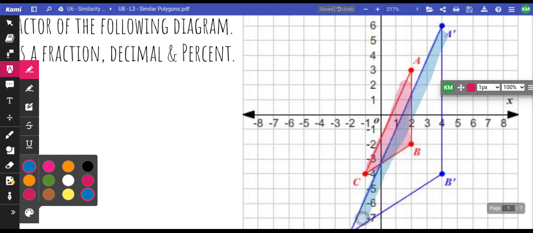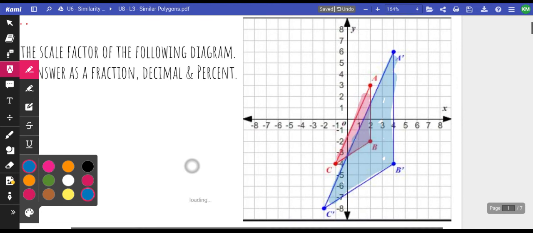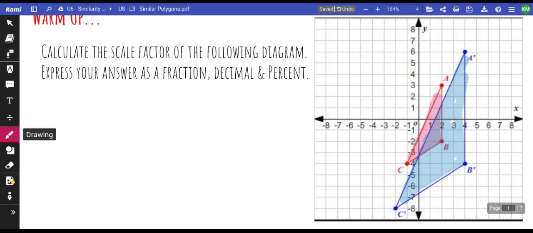Did the shape get bigger or smaller? Bigger. So you're going to expect that the scale factor is more than 1. Now, if I want to find scale factor, especially if it's a written question, I should start with a formula. What is the formula for scale factor? Good. Image, or the new one, over the original.